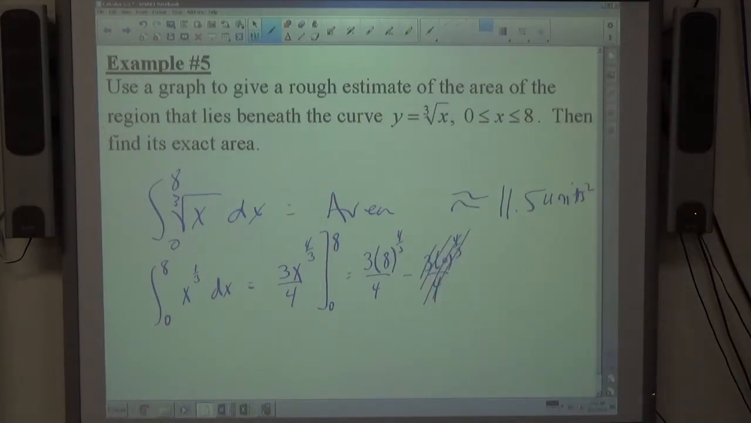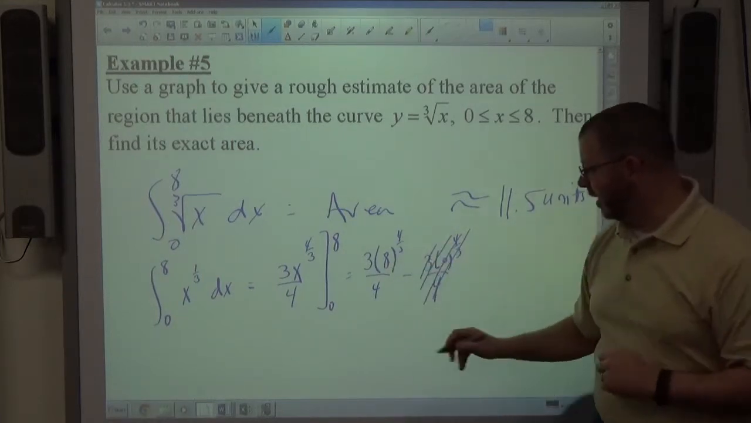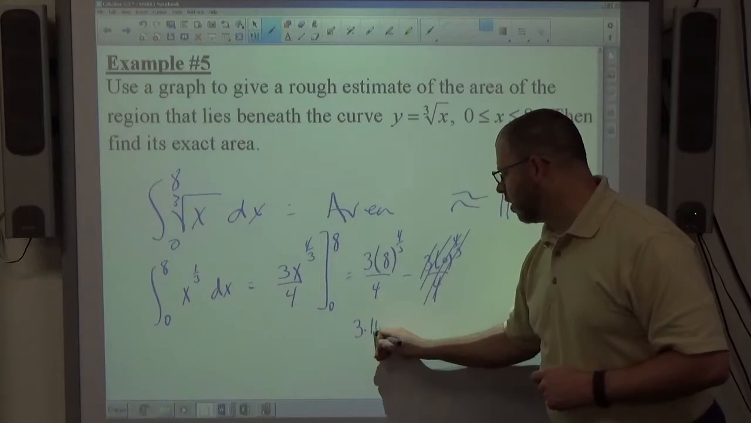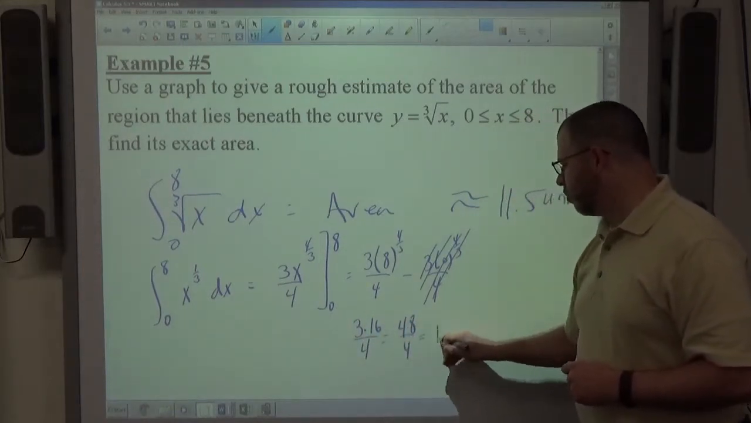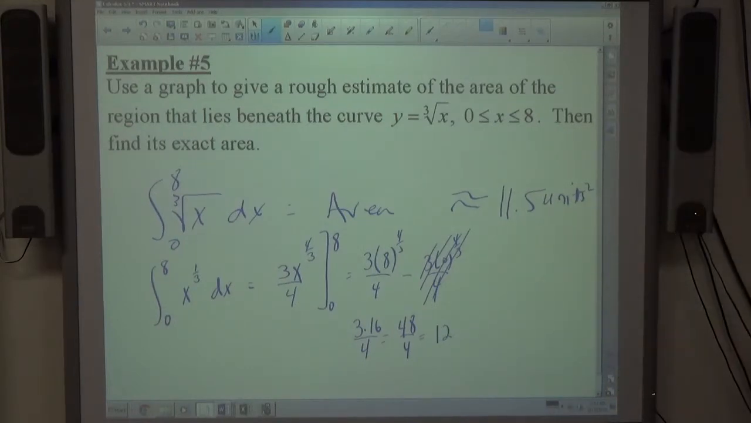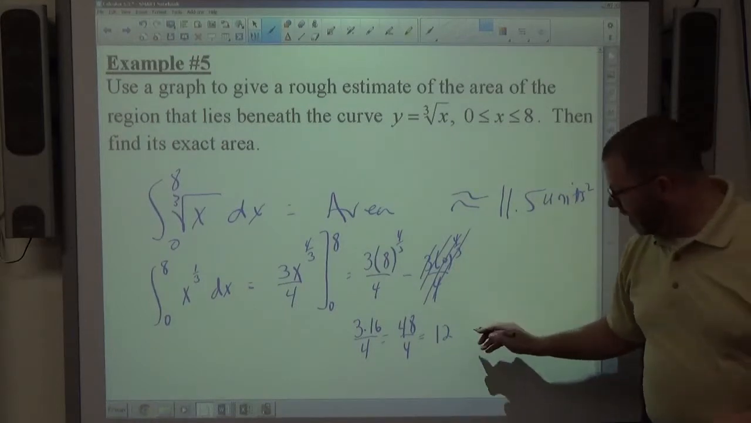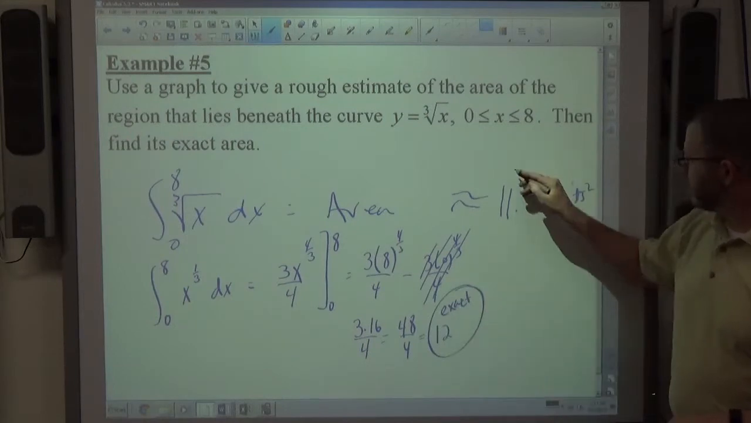To do 8 to the 4/3, we take the cube root of 8, which is 2, 2 to the 4th is 16, so we get 3 times 16 over 4, which is 48 over 4, which comes out to 12. So the exact answer is 12. We got 11.5, which I buy that. So correct answer, the exact area, is that. This is the approximate.